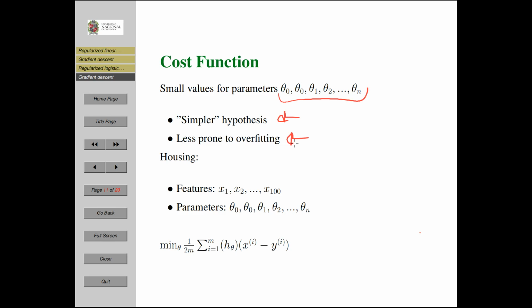For example, if we are trying to predict the house prices, we might end up with 100 features like size, where it is, how old is the construction, etc. And we might end up with 100 parameters or even more. If we have something like this, it's really hard to know which ones to pick to minimize them, because there are too many. So in regularization, we are going to modify the cost function and add this term to our minimization problem.